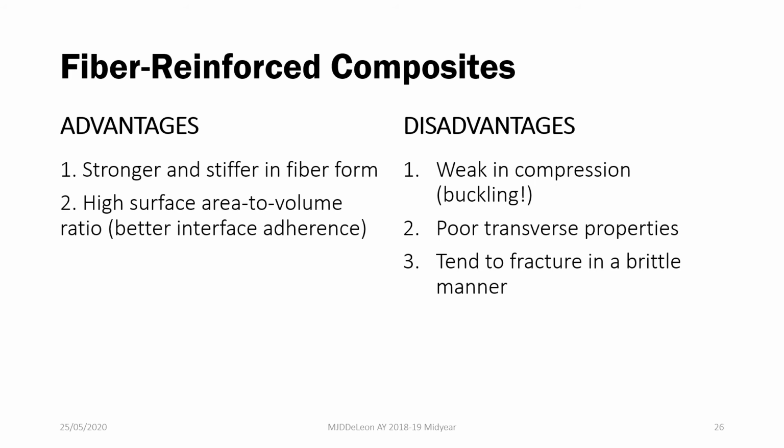But the weakness, or the disadvantage of your fiber-reinforced composites, is that fibers are usually weak in compression. So if you compress them along the axis of your fibers, you would lead to buckling. There's also poor transverse properties. So if you are perpendicular to your fiber axis, hihina or mahina yung material mo. And fibers tend to fracture in a brittle manner, which we'll know is bad because wala tayong warning sign before your material would fail.